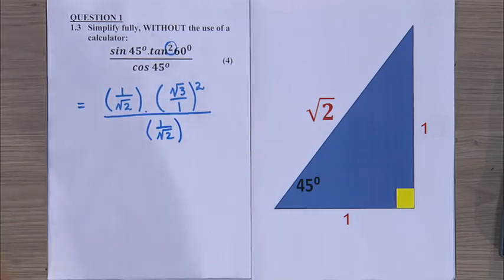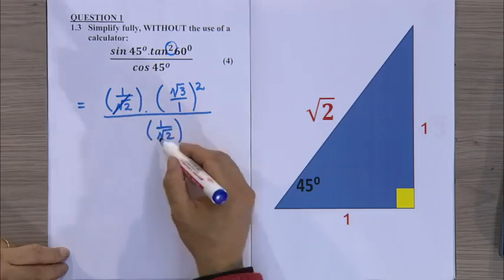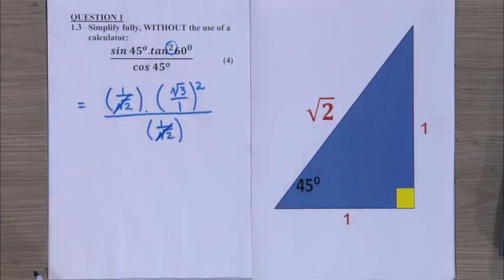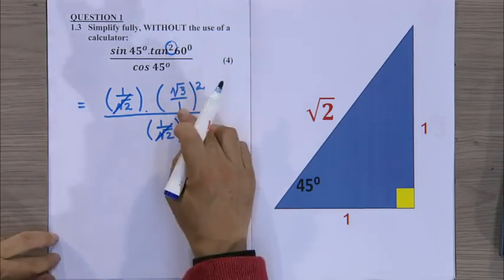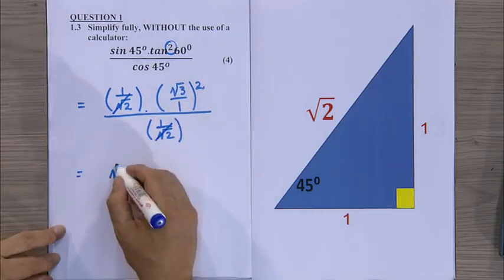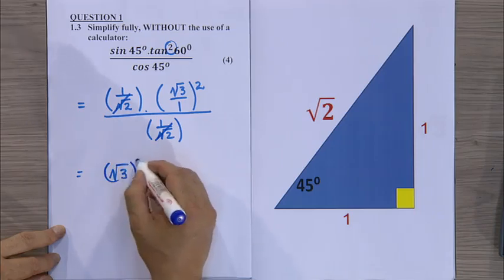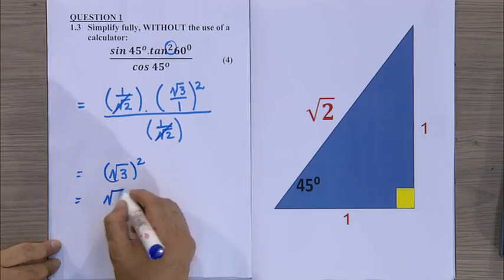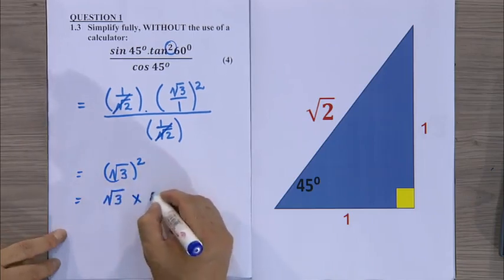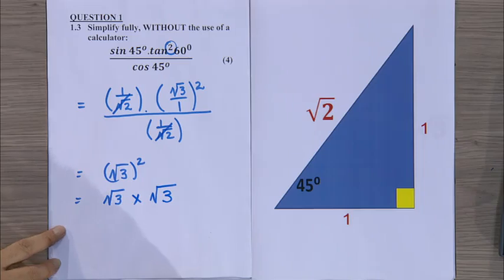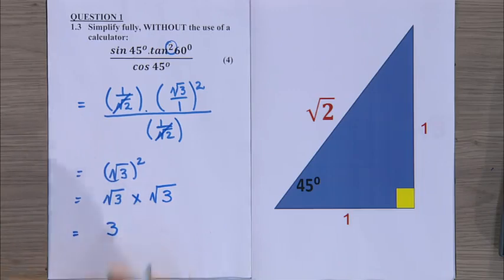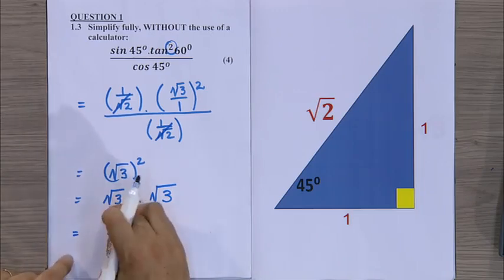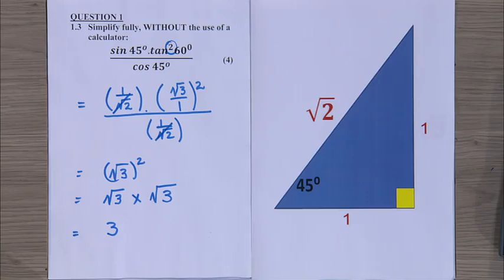And now it comes with your mathematical skills. So, we know 1 over square root 2 and 1 over square root 2 can cancel. Square root 3 over 1 is the same as square root 3 squared. If we have to square a root number, we write it as square root 3 times square root 3. And if you square any root number, your answer is what you have under the root sign. And this, again, you can verify with your calculator.